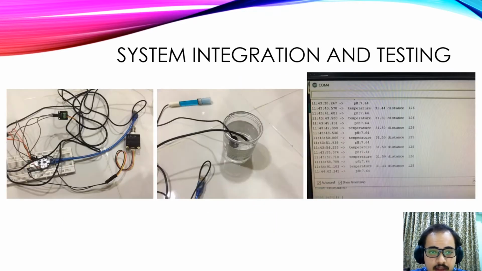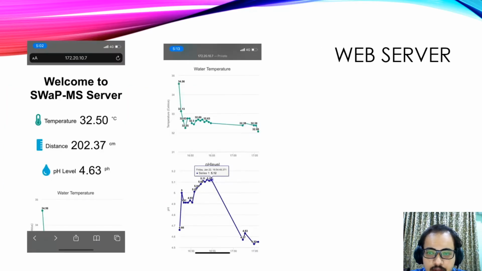Then this is the system integration and testing. We tested it on plain water in a beaker. Then we displayed it on the serial monitor in Arduino IDE. This is the web server that we made, which shows the temperature, the distance, and the pH level of the open water area in Unimac campus Pauh. It also shows the water temperature graph and the pH level.